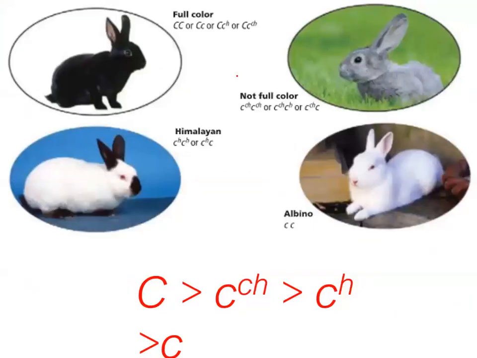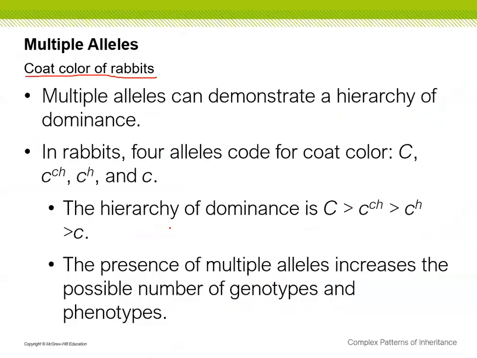If we're looking at this, I quickly want to go to this. You can have a priority in how it's operated. Black bunnies are full color, and then not full color, then Himalayan, and then albino. We're going to talk specifically about this part here soon as well. But we can have a hierarchy of dominance, a priority list.